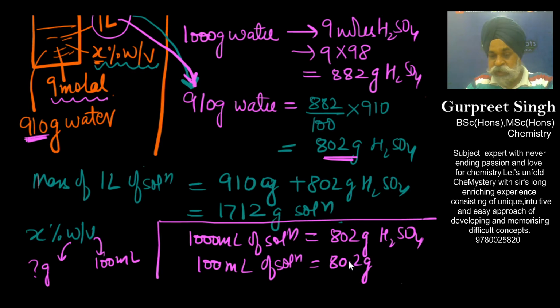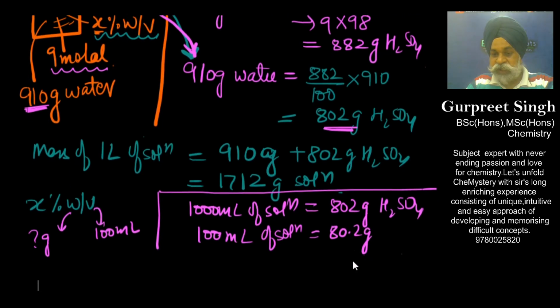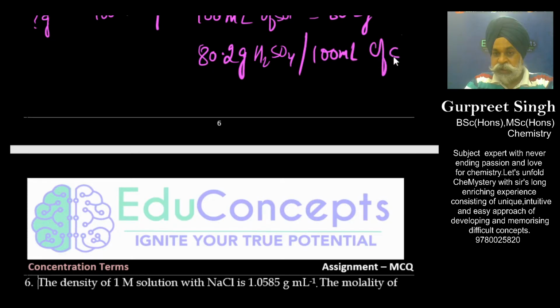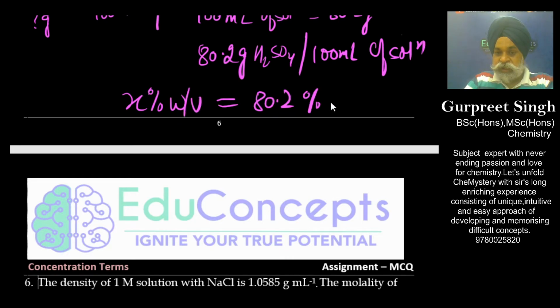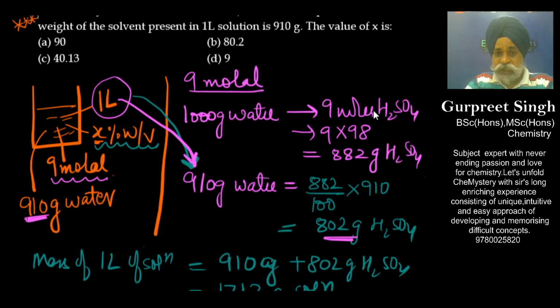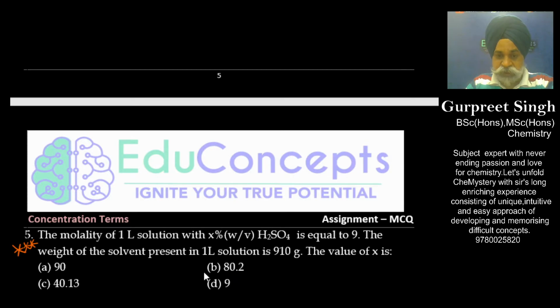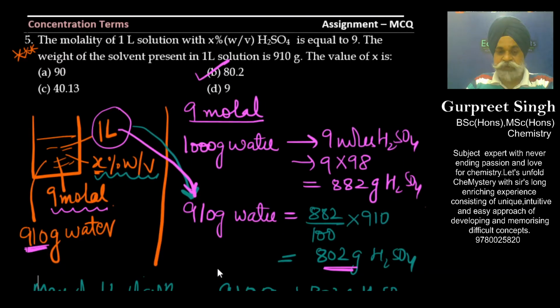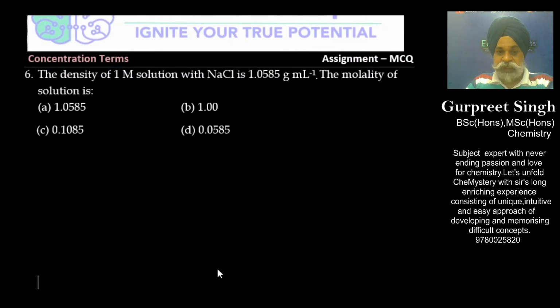This 80.2 grams of sulfuric acid is present in how many ml? It is present in 100 ml of solution. That is what you call x percent weight by volume. So the answer comes out to be this much weight by volume. Is the option available to us? Yes, it is option B, 80.2. This question also seems very interesting. I hope you are clear with it.